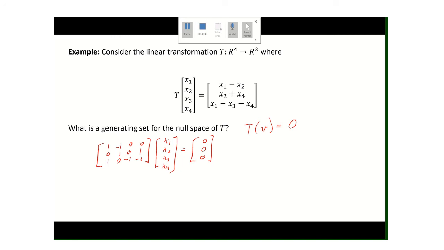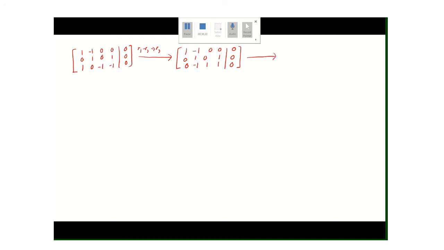So how do we do this? Back to our augmented matrix. So create our augmented matrix: 1, 0, 1, minus 1, 1, 0, 0, 0, minus 1, 0, 1, minus 1, augmented with 0, 0, 0, and start row reducing. So row 1 minus row 3 is my new row 3. I get 1 minus 1, 0, 0, 0, and 0, 1, 0, 1, 0, and 0 minus 1, 1, 1, 0. That's my first step. Now for my second one, row 1 plus row 2 is my new row 1. I get 1, 0, 0, 1, 0, 0, 1, 0, 1, 0, and 0 minus 1, 1, 1, 0.